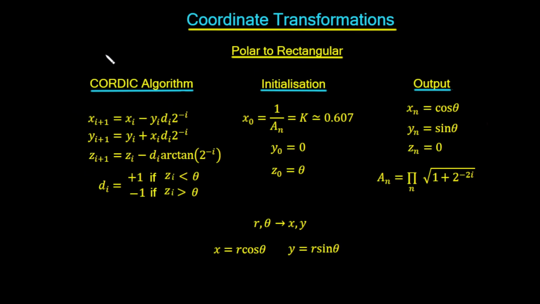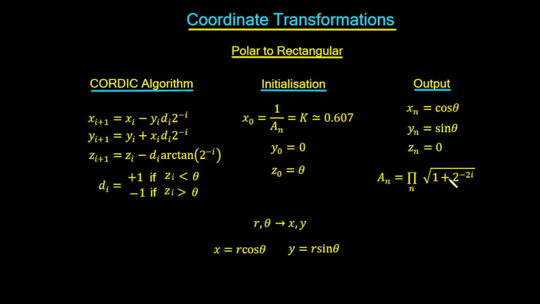In this video we're going to see how we can use the CORDIC algorithm in order to convert our coordinate systems from polar to rectangular and also rectangular to polar. So we will start off with polar to rectangular. Now this is just an extension of what we did in the previous video. In fact, the algorithm is just the same. We're just reinterpreting the outputs.